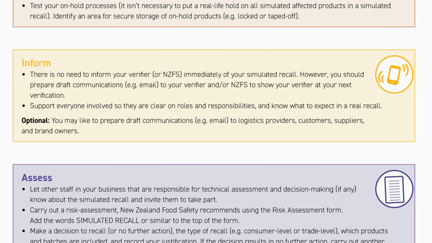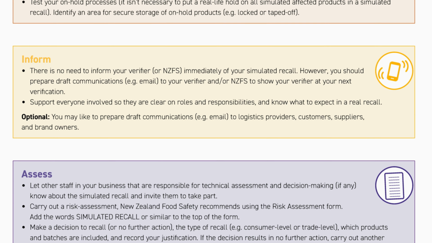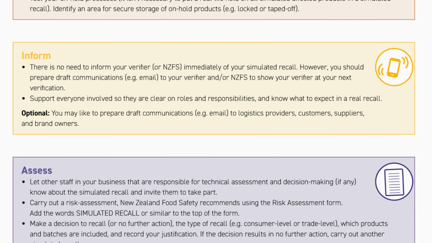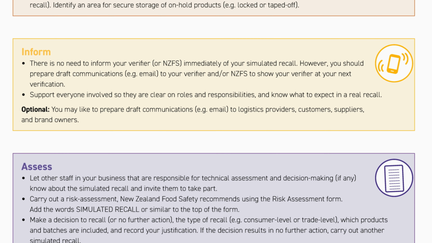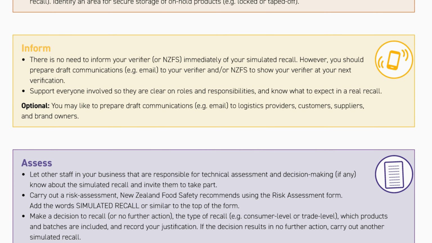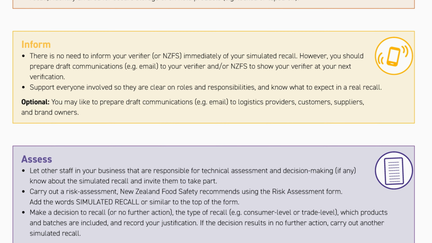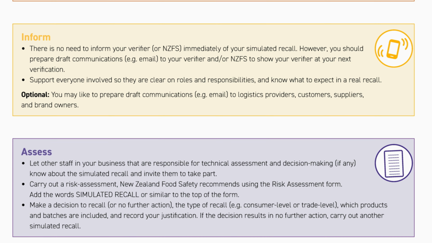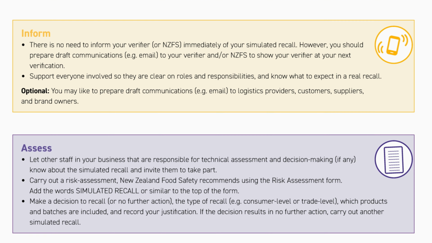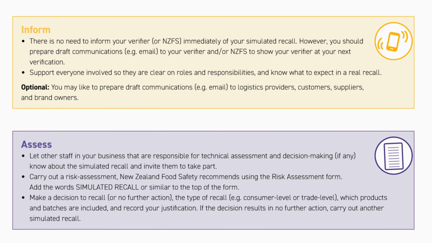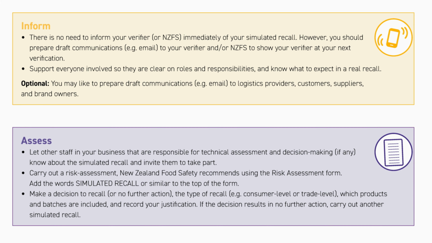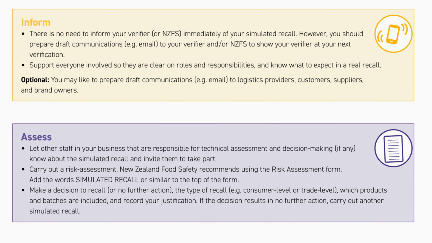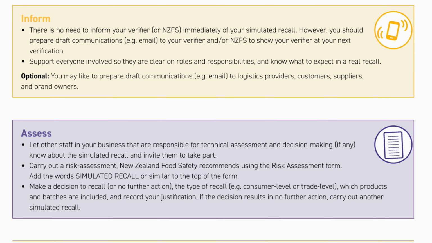Assess. Let other staff in your business that are responsible for technical assessment and decision-making, if any, know about the simulated recall and invite them to take part. Carry out a risk assessment. New Zealand Food Safety recommends using the risk assessment form. Add the words simulated recall, or similar, to the top of the form.